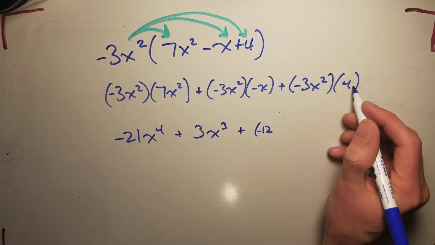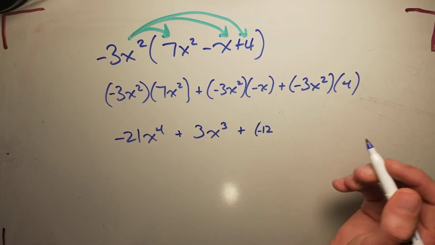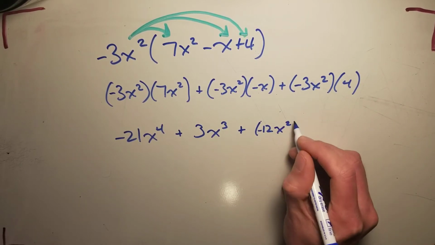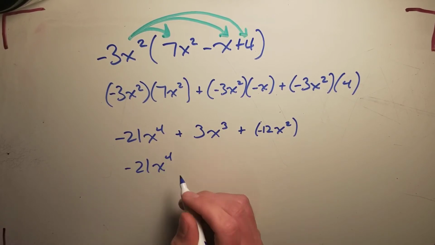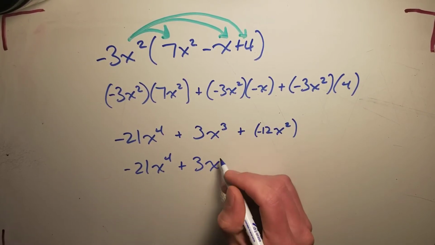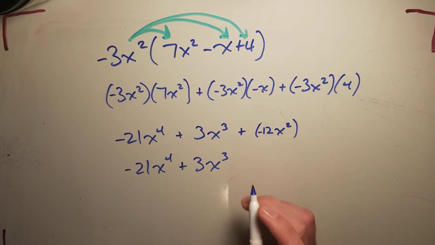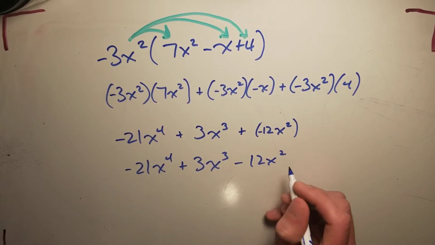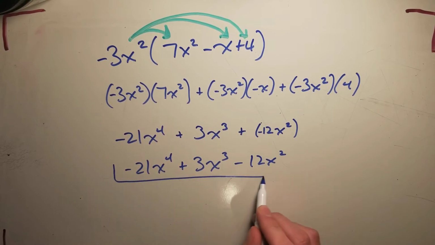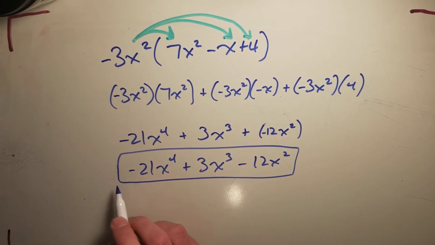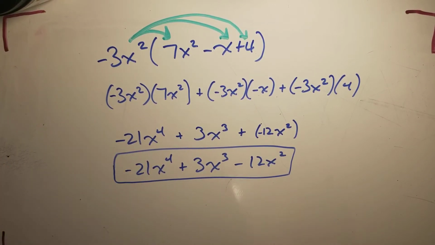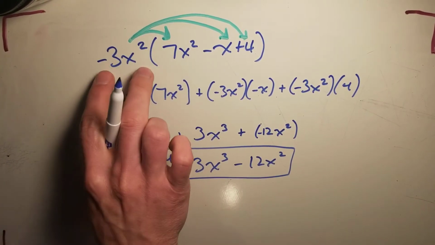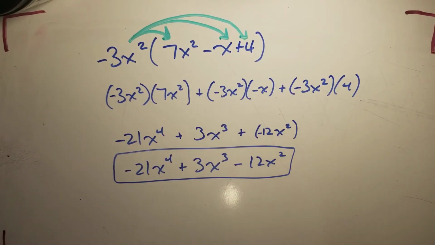And then you just have x squared, because this is x to the 0th, really. There's no x that we see there, so we just keep it as x squared. We're going to clean this up a little bit. Negative 21x to the 4th, plus 3x to the 3rd, minus 12x squared. Here's our final answer, in simplest form and in standard form of a polynomial. So that's how we're going to show to multiply. You're just distributing this whole monomial to each individual term of the polynomial.